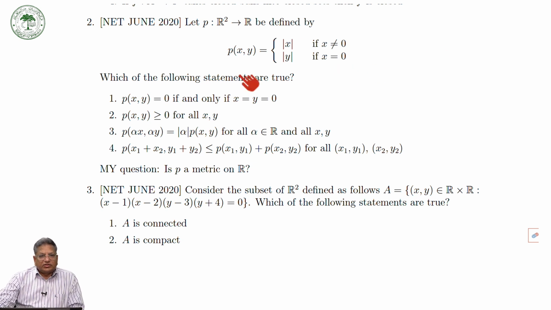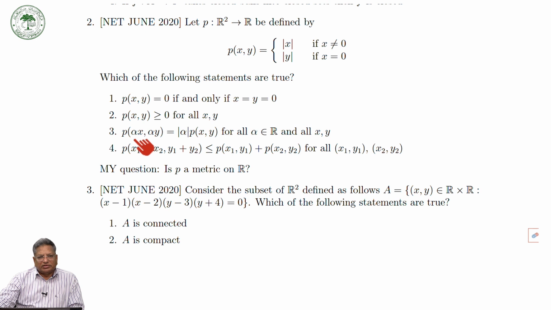Then the next question is, which of the following statements are true? So there may be several statements true. Of course, the first statement does not hold good, as we have seen. But Pxy is greater than 0. Yes, this is true. Now what about this one?